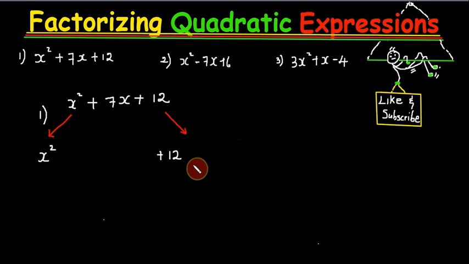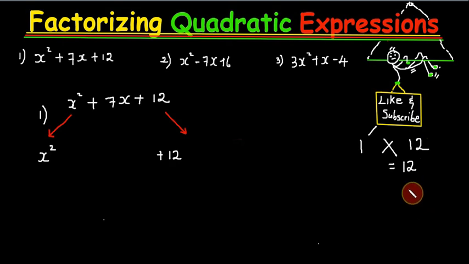So what is the next step? The coefficient of x squared is 1. And that we call the face. So the face here is 1. I multiply that by the tail, which is 12, and that will give us 12.